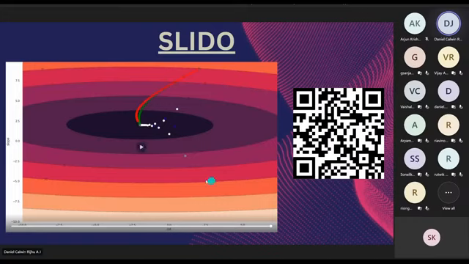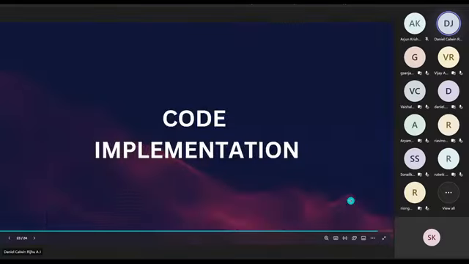So as we know, when we compare RMSprop and Adam, Adam has an excess momentum term which is added to RMSprop. So that obviously means that the green one is RMSprop and the red one is Adam. I hope that makes it clear. Now we'll move on with the code implementation.